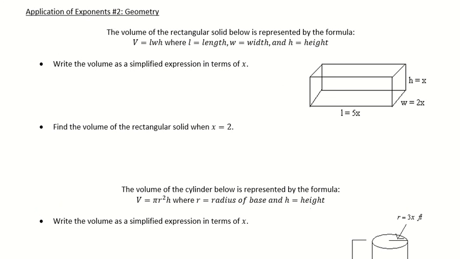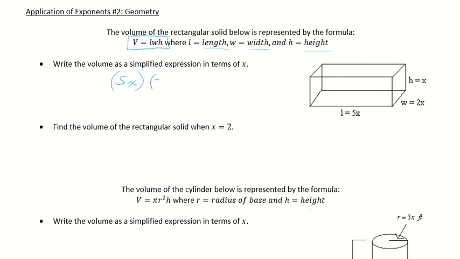Now we'll look at some geometry applications. In this case, I'm going to give you the formula for the volume of a rectangular prism, where L is defined as the length, W the width, and H the height. You'll see 3 dimensions that we're working in, and each of those, they've given us an expression instead of an actual length. The length is 5x.